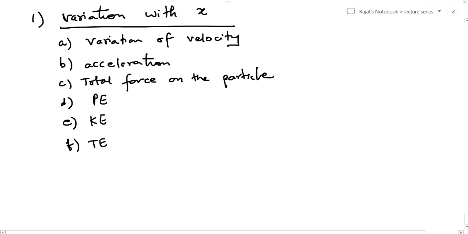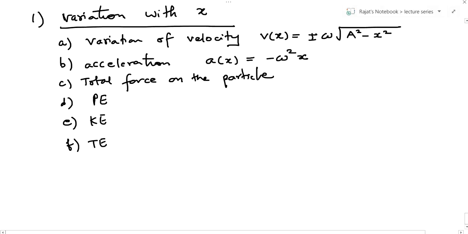So the simple thing is always write the expression. If you know the expression, you can draw the graph instantly. Very easy. So how the velocity varies as a function of x, we all know, plus minus omega under root a square minus x square. If you are not sure how this formula has been derived, you can check my previous videos. Acceleration as a function of x is minus omega square x. Total force is nothing but mass times acceleration, so this will be minus m omega square x.